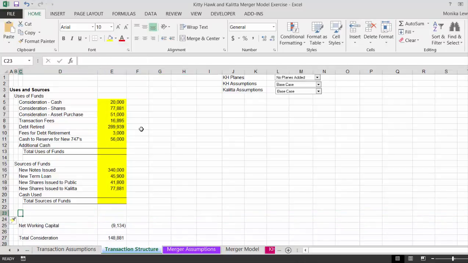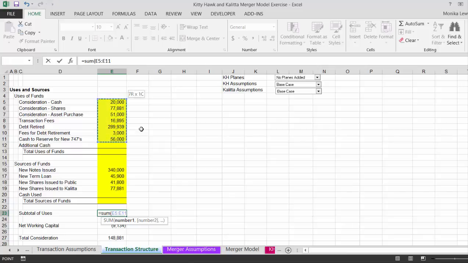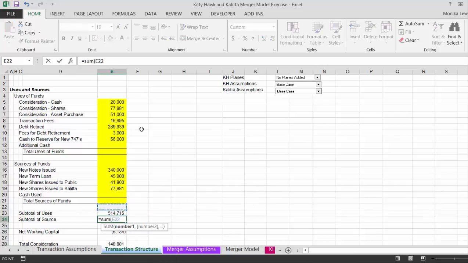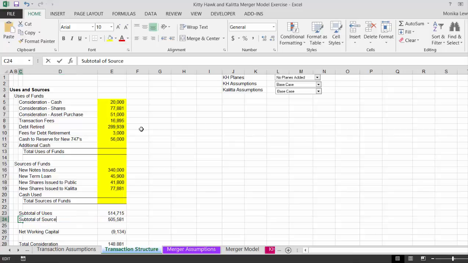Why don't we put the subtotal of the uses and add all of those together, and then we'll put a subtotal of the sources, and put all of those together. And so we have more uses than sources. So what we have to do is, I assume though, if we put this difference here, then the sources equal the uses, and we can sum up this, and we can sum up this.